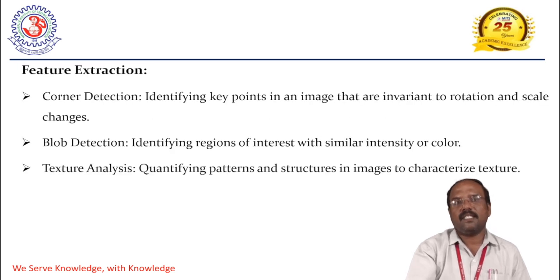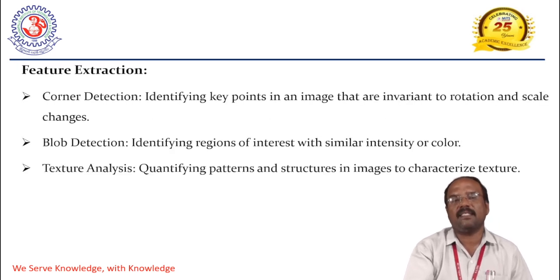The next process that takes place in the flow of image analysis is feature extraction. Here also we have important concepts like corner detection, then blob, then texture analysis. In corner detection, we identify key points in an image which are invariant to rotation and to scale changes also.